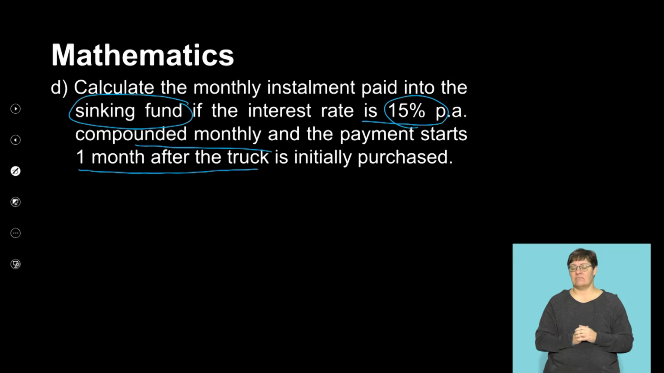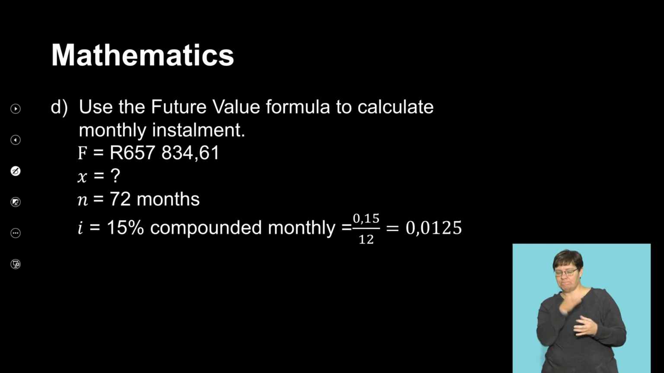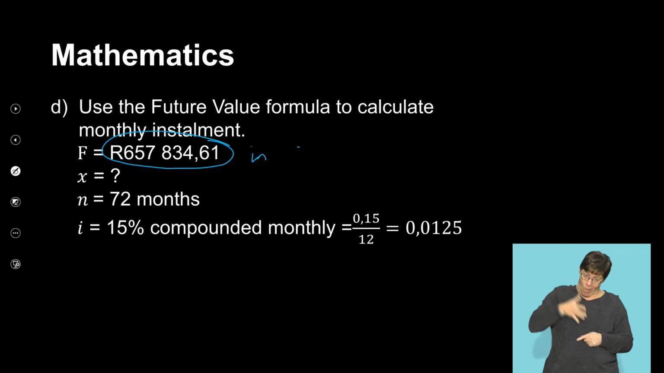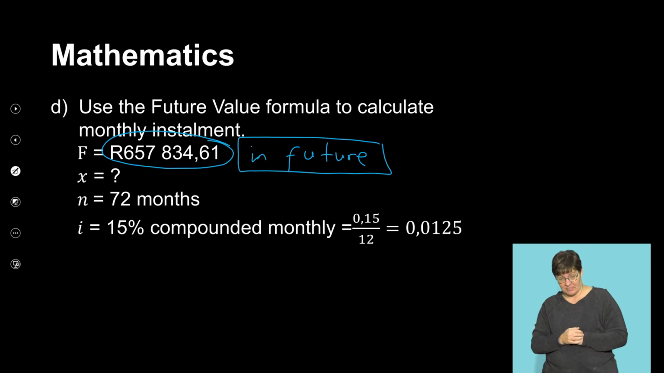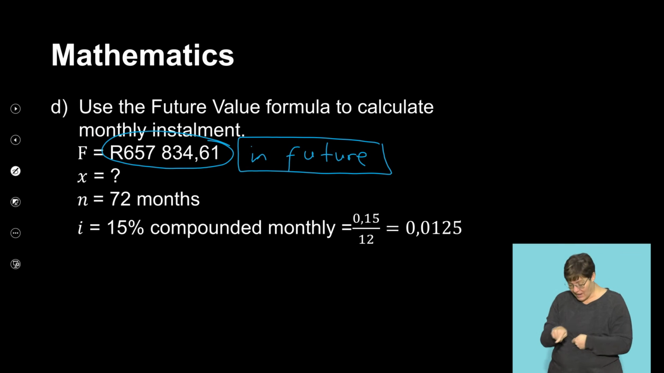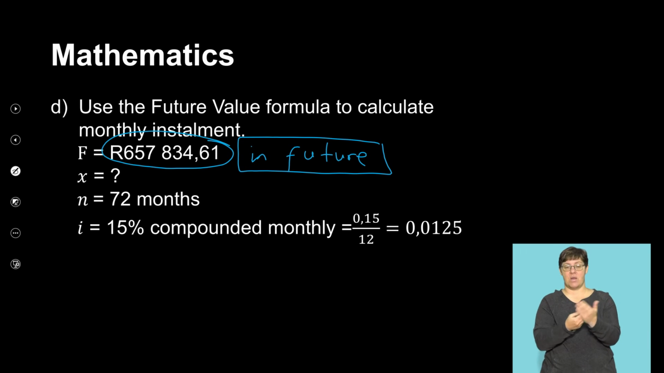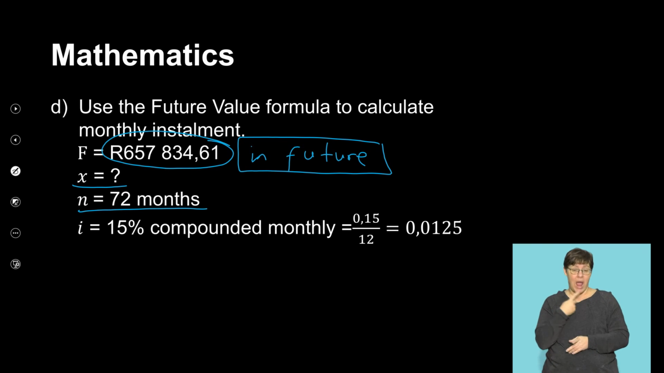Now, remember, we need the future value formula. Why future value? Because this is the amount I want to get in future. It's not the amount I have now. I want to get this amount in future, so that when I sell this truck, I can accumulate this much, withdraw it, and top it up to buy the new truck that I want. The number of months or number of payments will be 72. I want X because I don't know how much I must pay per month. And the interest rate will be the 15% that the bank says they are giving me.